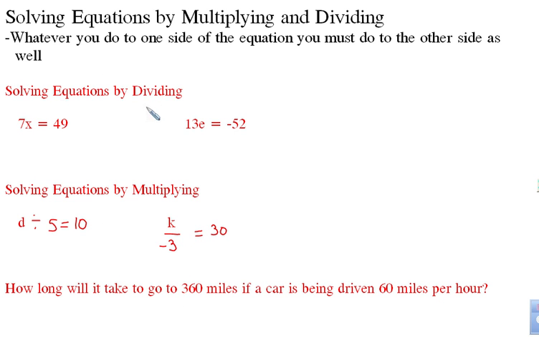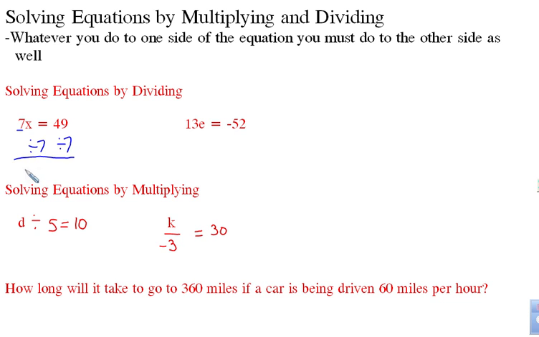So as an example here, we've got solving equations by dividing. 7 times x, remember that's what that means, is equal to 49. So we've got to get rid of that 7 right there, so it's just x all by itself on one side of the equation, just 1x. So here, what are we going to do? We're going to divide both sides by 7.